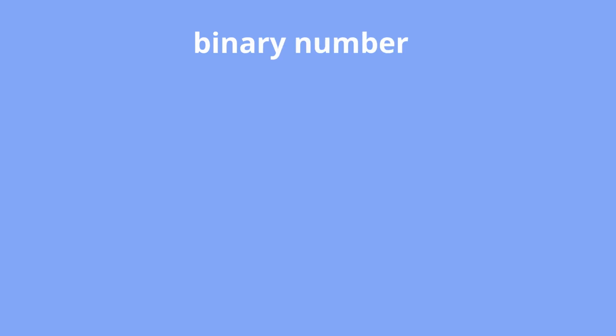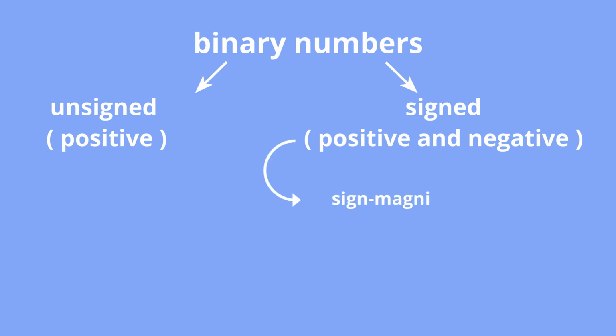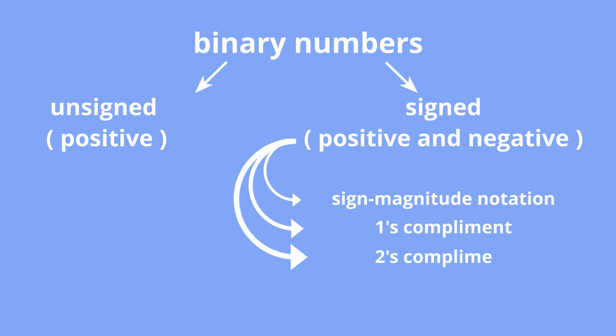In this video, we'll talk about signed binary numbers. Binary numbers can be divided into two groups, unsigned and signed. Unsigned numbers can represent only positive numbers. Signed numbers can represent positive and negative numbers. There are three methods of the signed binary numbers representation: sign magnitude notation, 1's complement, and 2's complement.